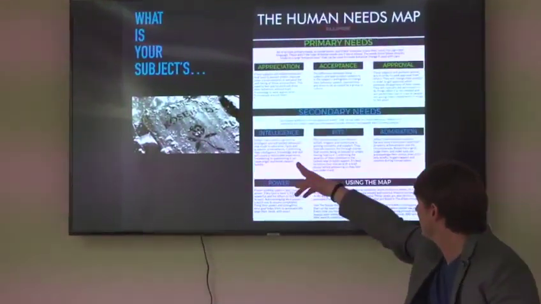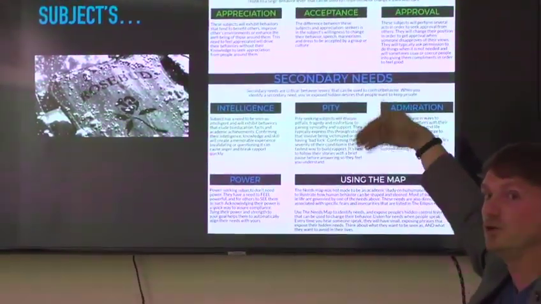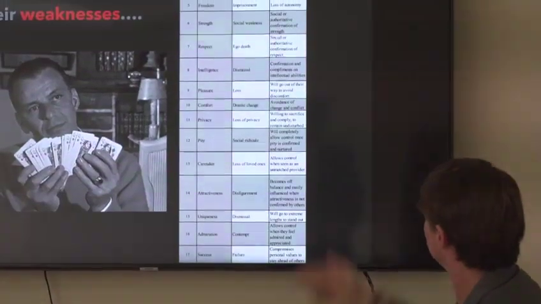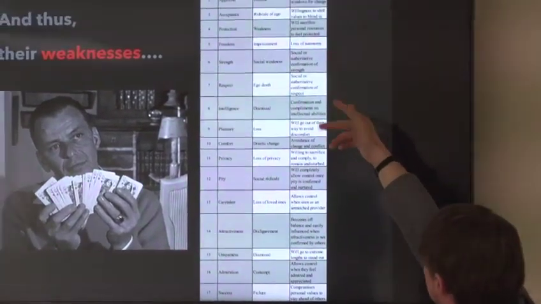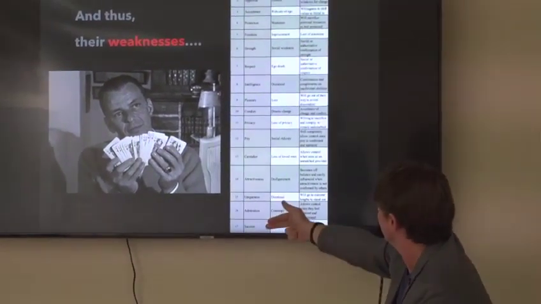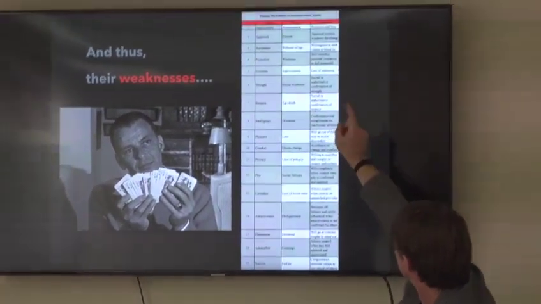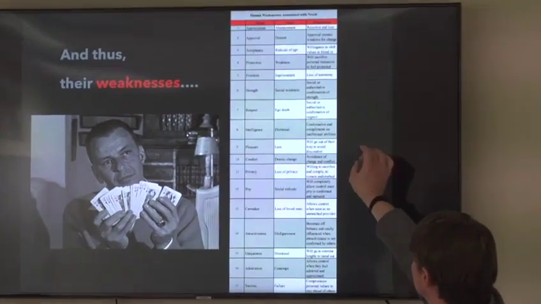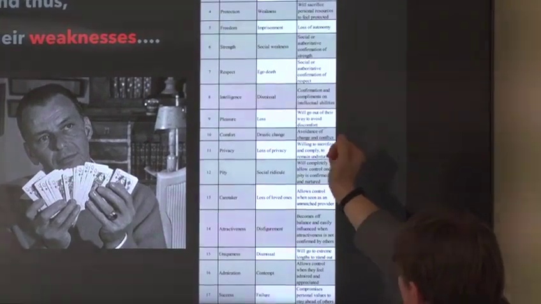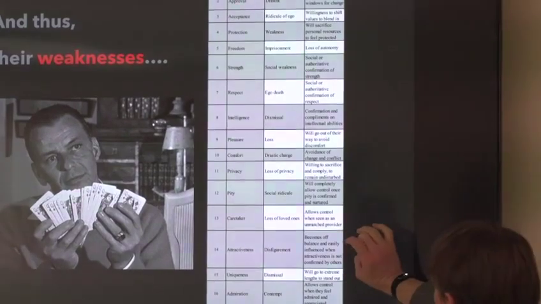Secondary need, it might be intelligence. Now these aren't necessarily the needs, they're how they want to be seen. Okay? Now if you know their needs, each need is correlated with a human fear. So if your subject's need is to be seen as strength, then social weakness is their biggest fear. Okay?